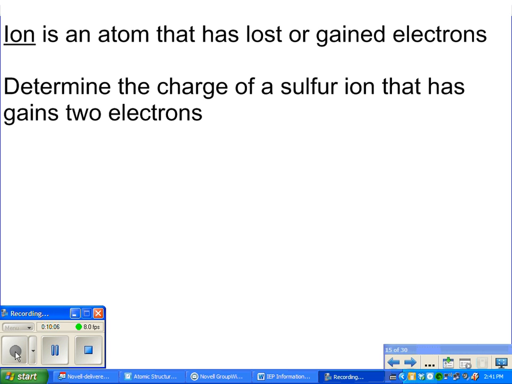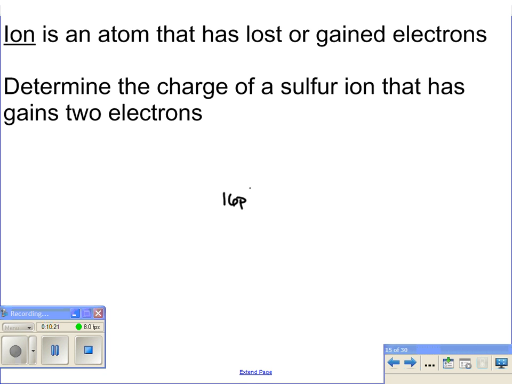Now we're going to look at a sulfur atom that is going to gain 2 electrons. So sulfur has 16 protons in the nucleus and 16 neutrons in the nucleus. Then it has 16 electrons.